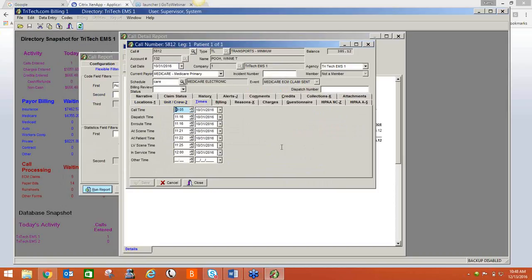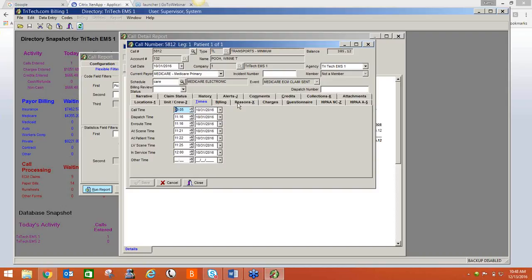When I look at my times, this looks a little off. My call time was 9:05 in the morning, so that's when the call came in, but we didn't dispatch the rig until 11:16. So right there, that is a red flag to me that maybe this was a scheduled call for a transfer.